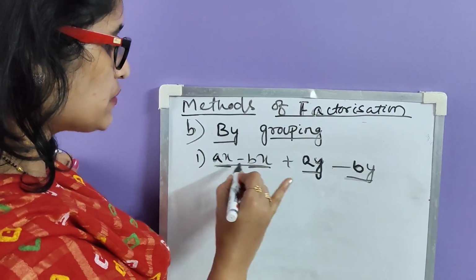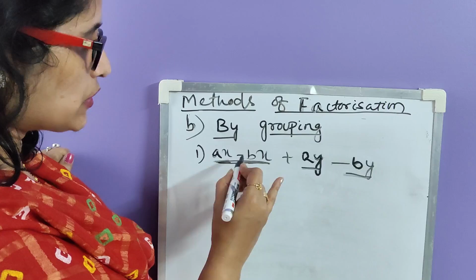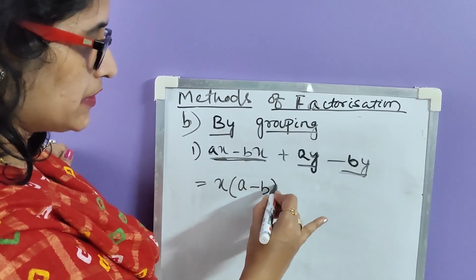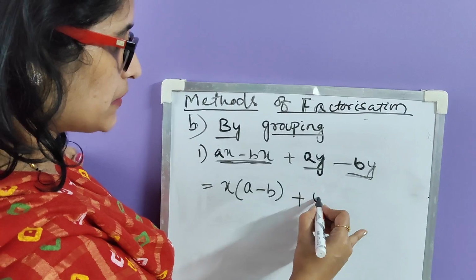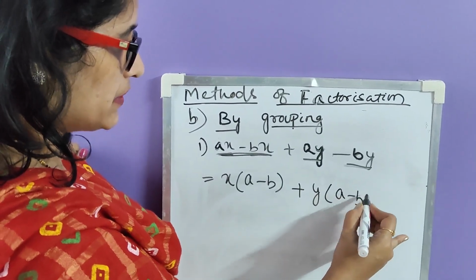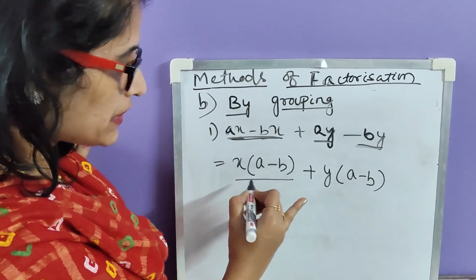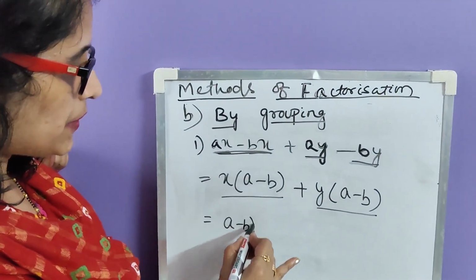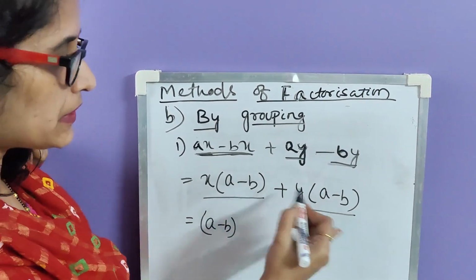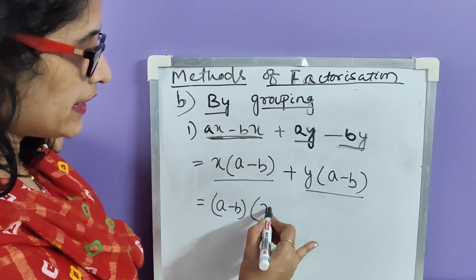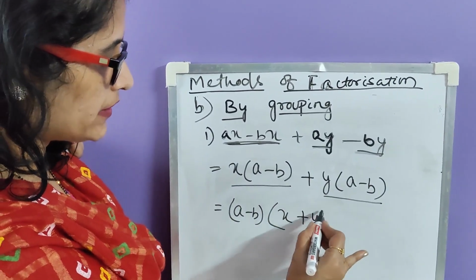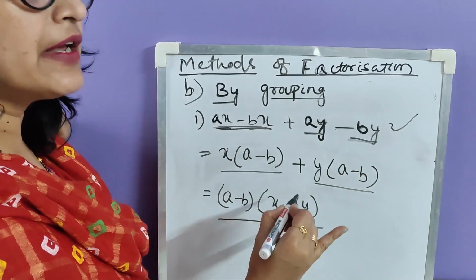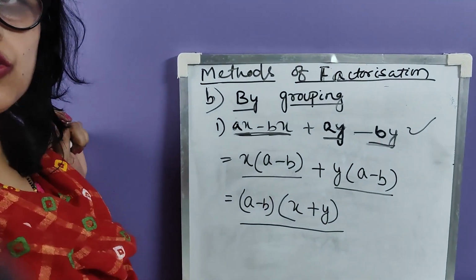So now there are these 2 terms, we will take a common factor of these 2. So what we will get here? x is common, x times (a minus b). Then plus, here we will take common y, y times (a minus b). Now see, here also a minus b is there and here also a minus b is there. So we will take common a minus b from both terms. When you take common a minus b, then what will be here? Only x, and here only y, right? So now the factors of these are a minus b and x plus y. Understood?